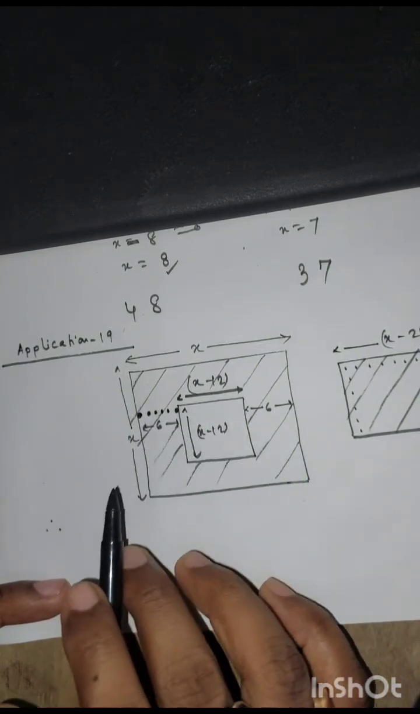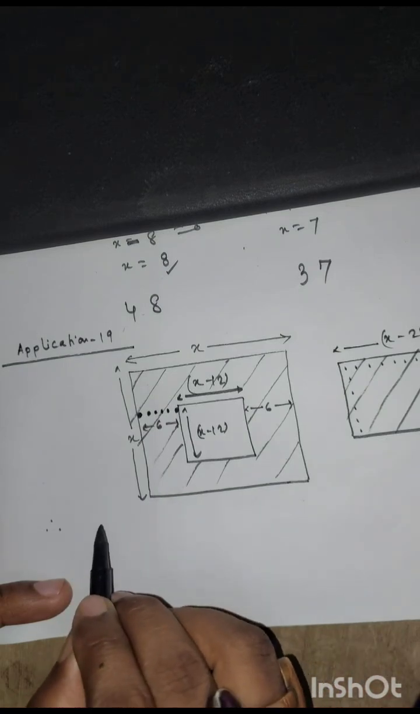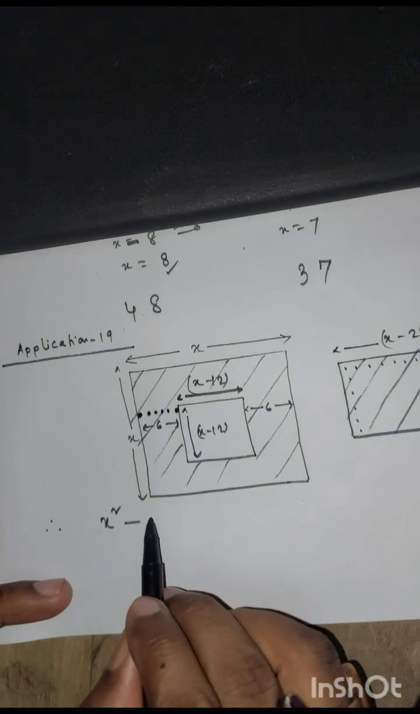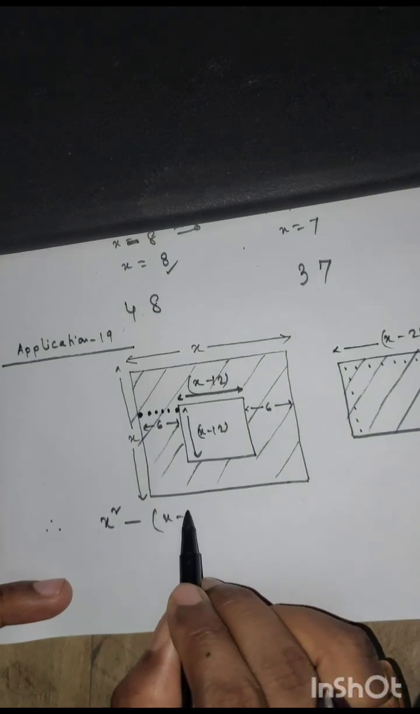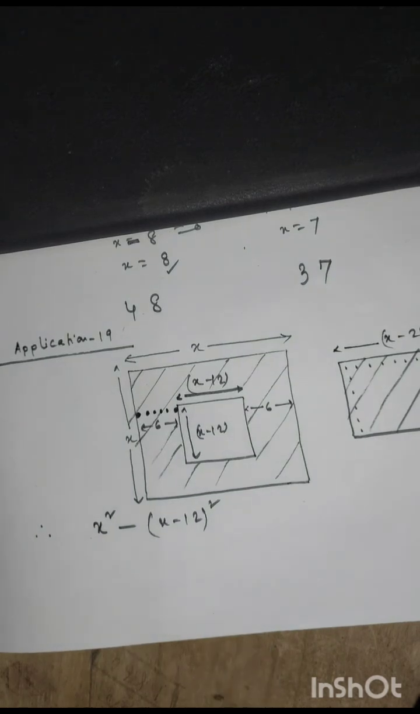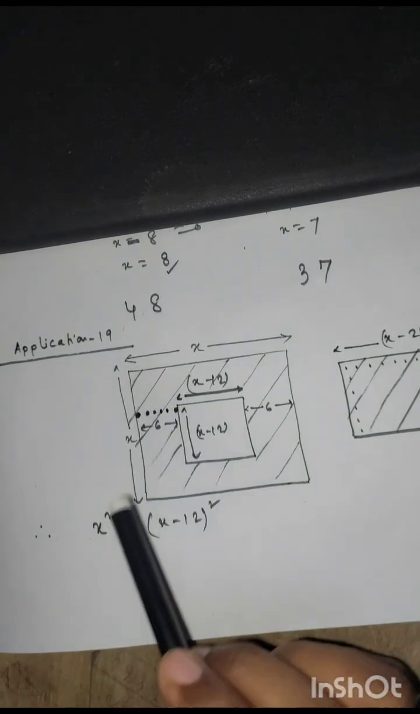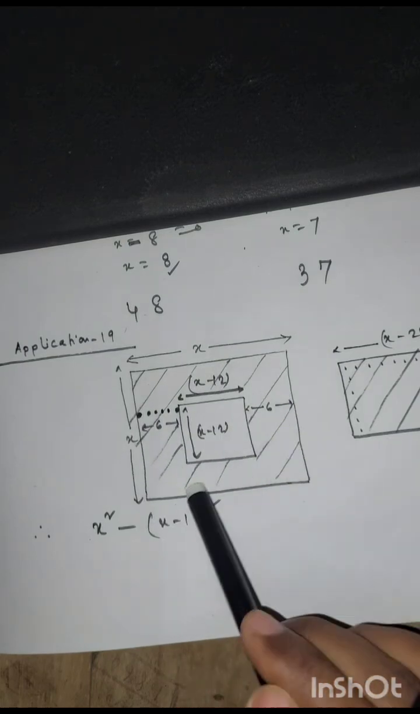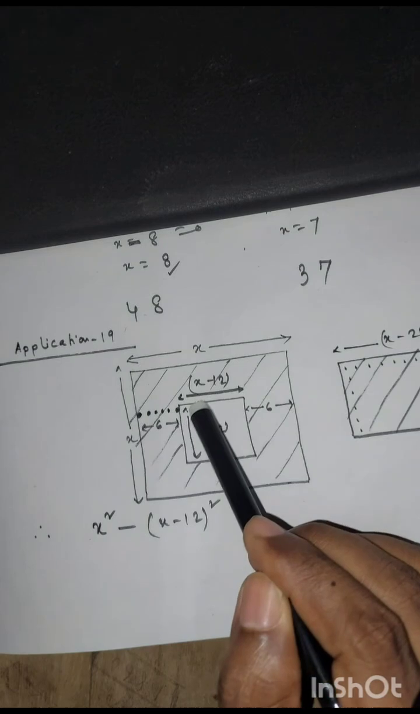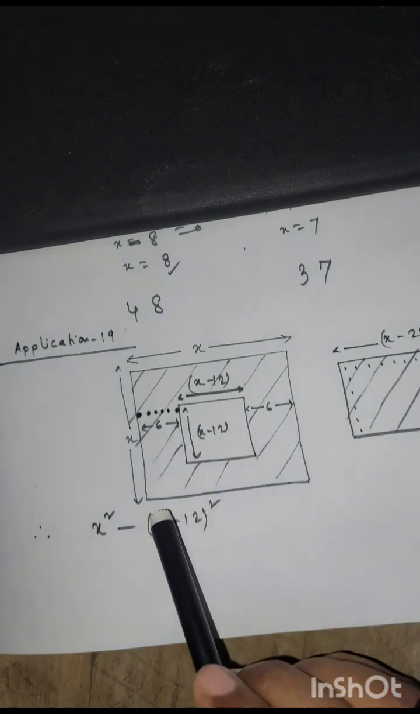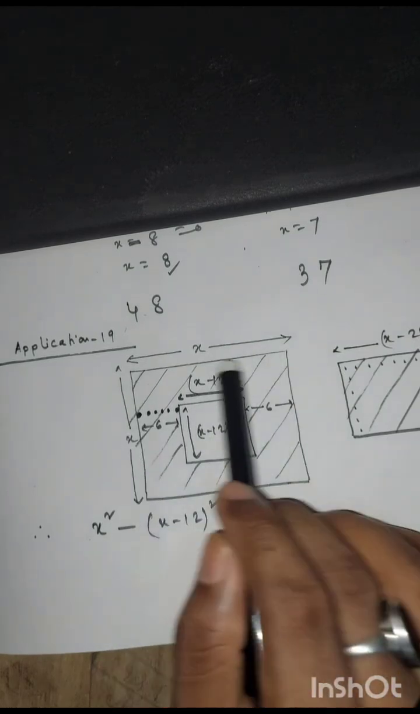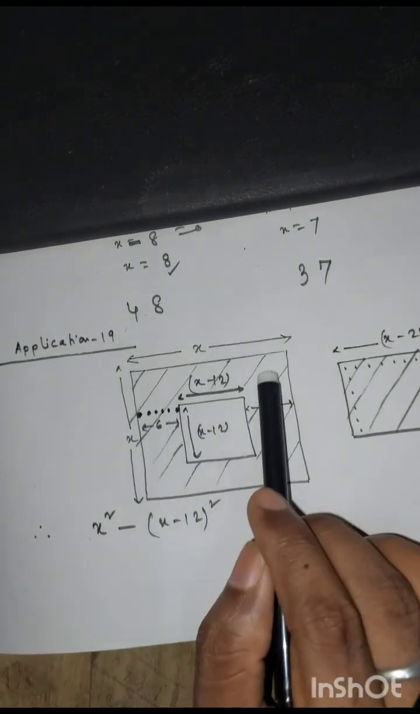the area of the bigger square, that is x square, minus the area of the smaller square, that is (x minus 12) square. The area of the bigger square, that means the whole area, minus the area of the smaller square, that means this area. When we subtract this area from the whole area, we are getting the shaded portion.